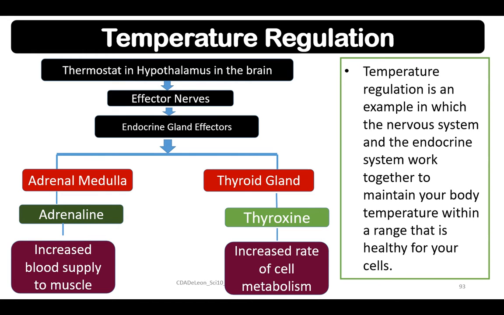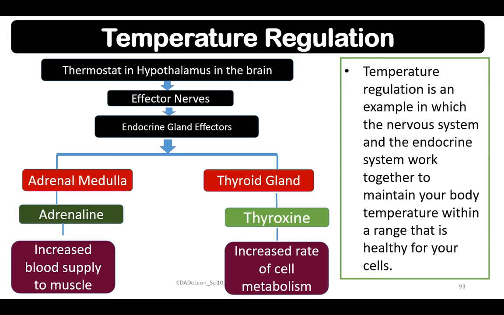Now, this is one way to exhibit the wonders of homeostasis in terms of temperature regulation. So, temperature regulation is an example in which the nervous system and the endocrine system work together to maintain your body temperature within the range that is healthy for your cells.